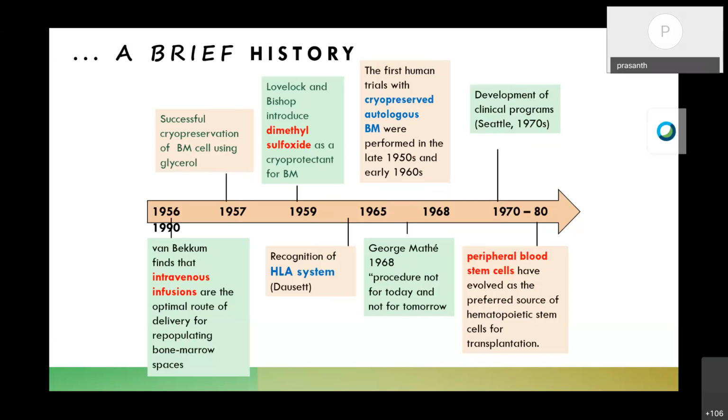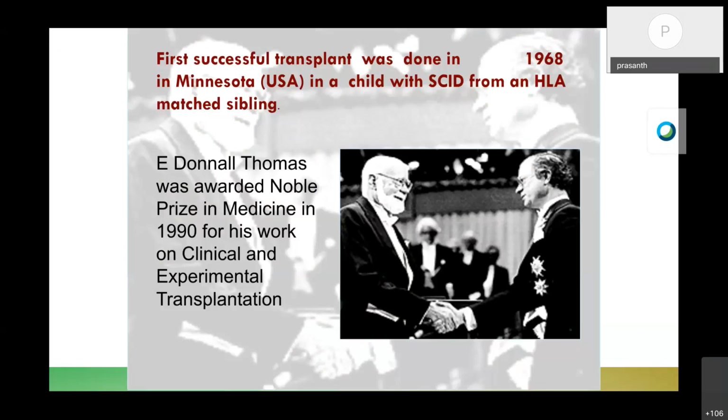So what was required? A full matching process, just like we do for kidney transplant or liver transplant, and HLA matching. The recognition of the HLA system was only in the late 1950s and 1960s, and hence only after this was the procedure safe to do. The clinical program started in the 1970s, and the first transplant happened around that time. Successful transplant was done in 1968 by Dr. Donald Thomas, a clinician who worked initially in Minnesota and subsequently in Seattle.